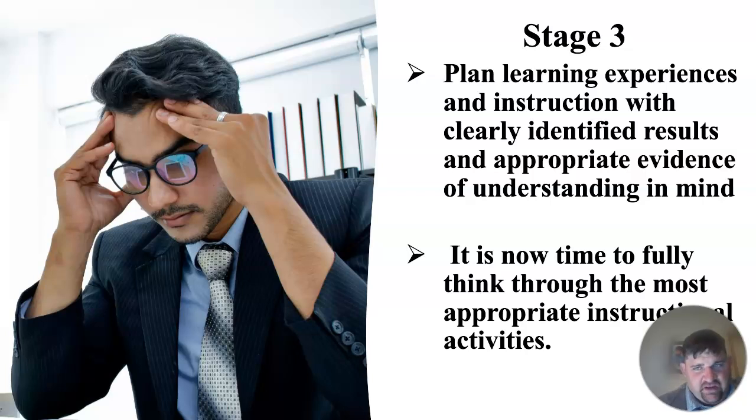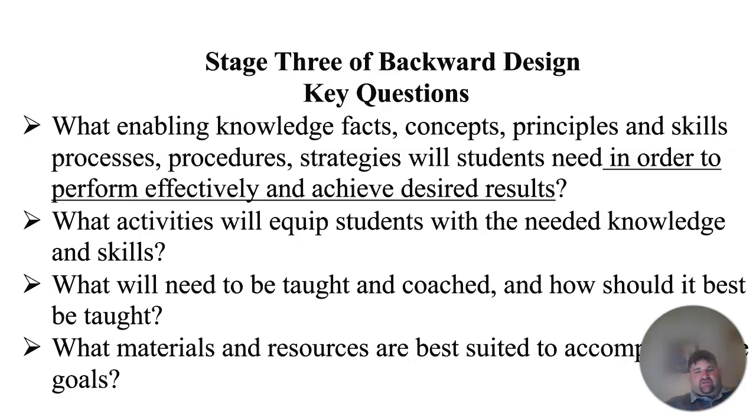In stage 3, we're going to plan learning experiences and instruction with clearly identified results and appropriate evidence of understanding in mind. So it's now time to fully think through the most appropriate instructional activities. So stage 3 of backwards design, these are the key questions there. What will need to be taught and coached, and how should it be best taught, and what materials and resources are best suited to accomplish these goals?